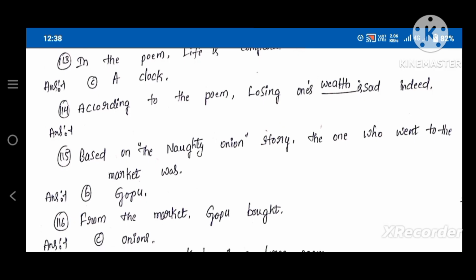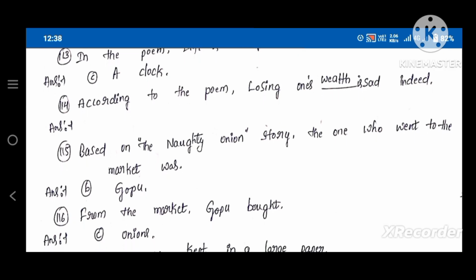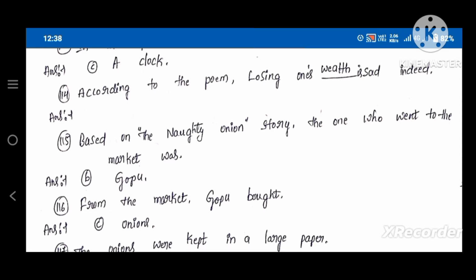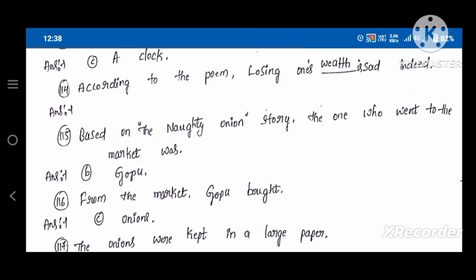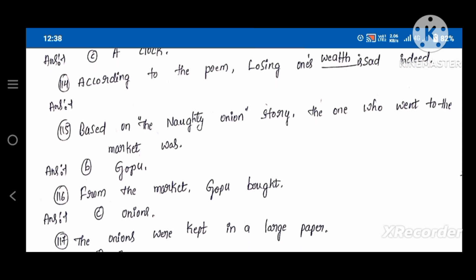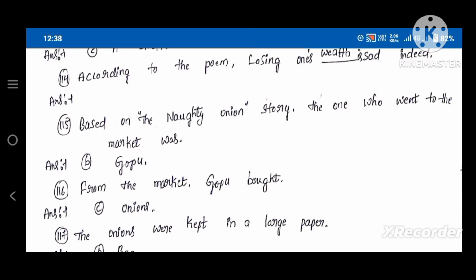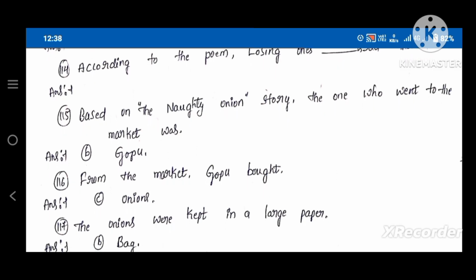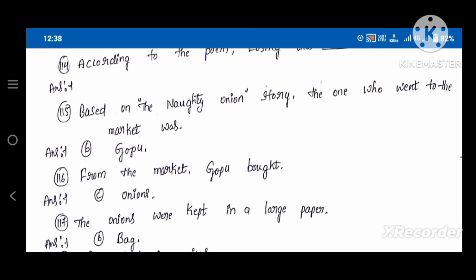Based on the naughty onion story, the one who went to the market was... Answer is B. Gopu. From the market, Gopu bought... Answer is C. Onions. The onions were kept in a large paper... Answer is B. Bag.